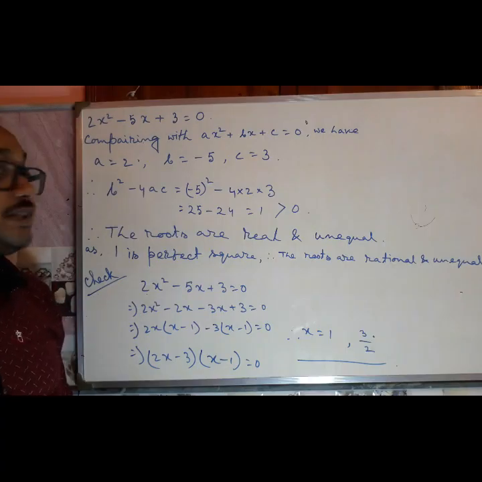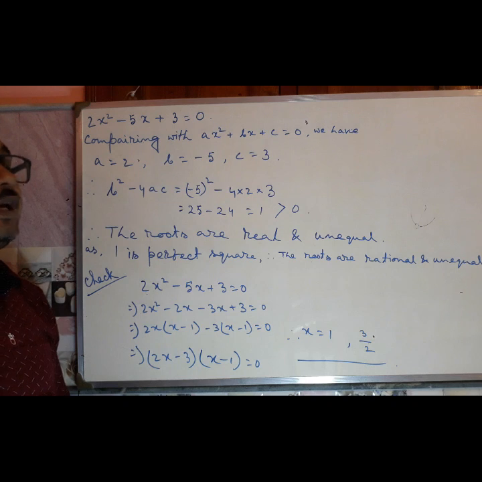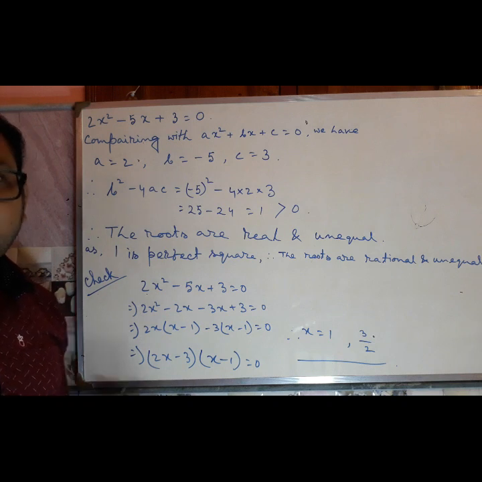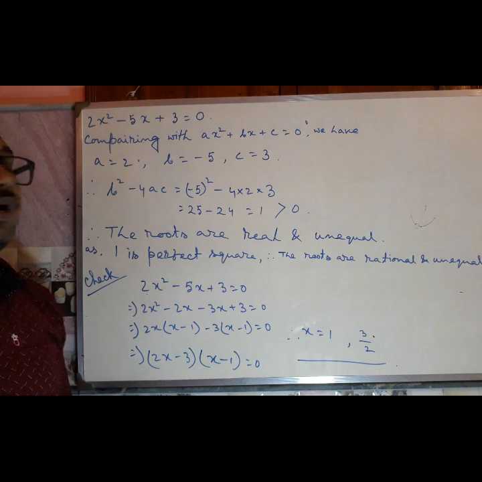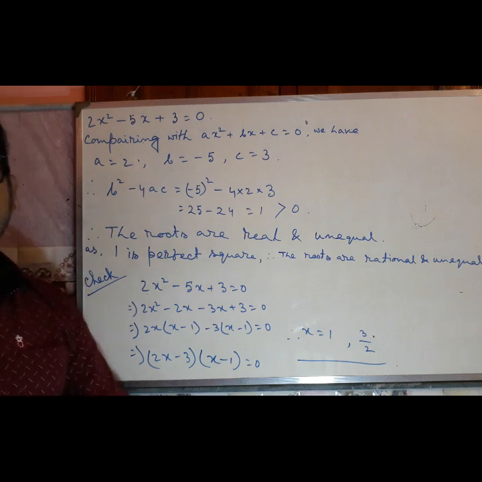Let us see some examples to check the nature of the roots of a quadratic equation with the help of the discriminant. That means only by calculating the value of the discriminant we can say whether the roots of the given equation are real or imaginary, real and unequal or real and equal, without solving the equation.